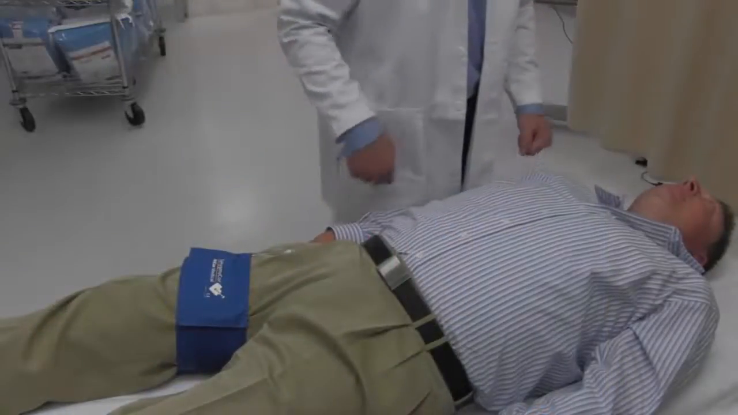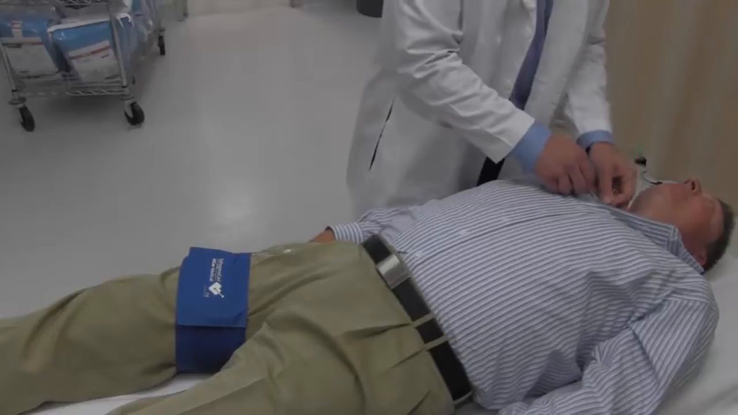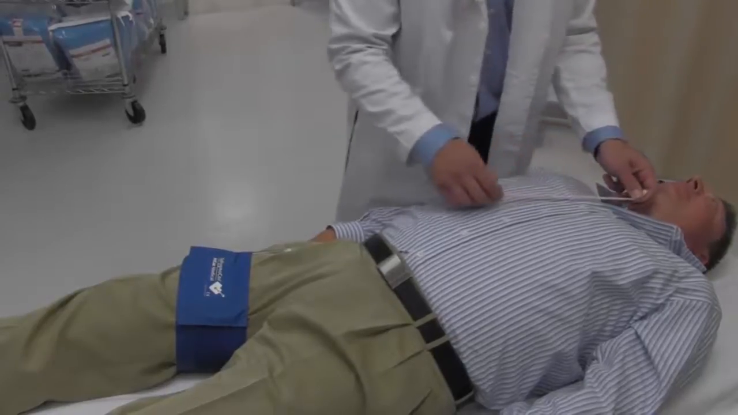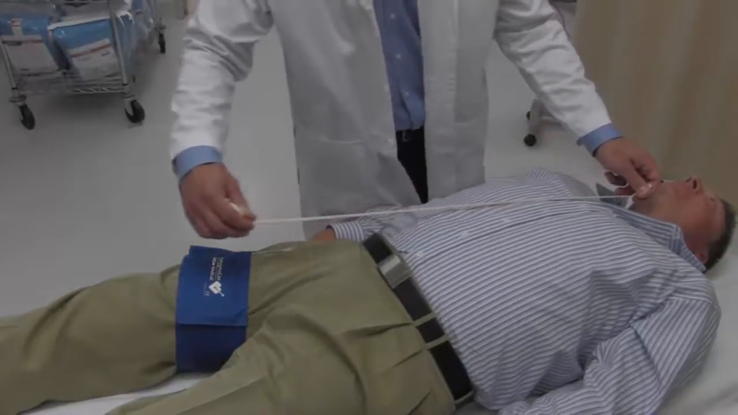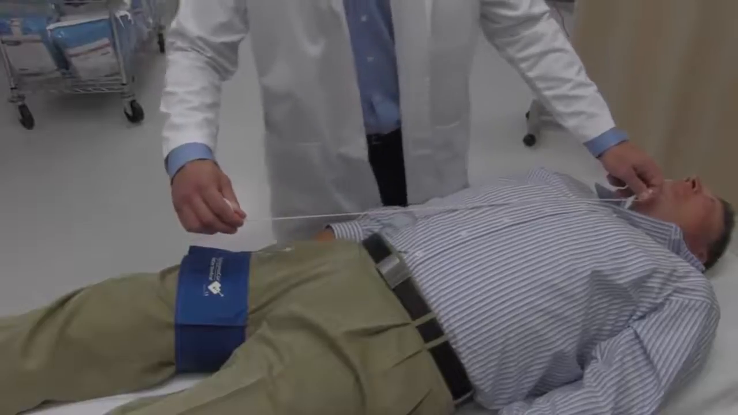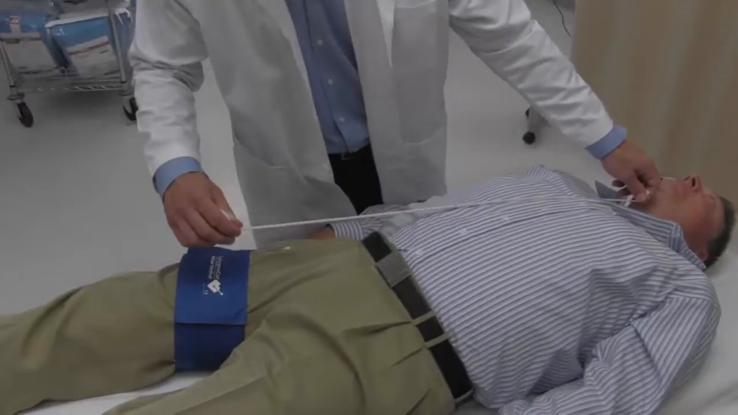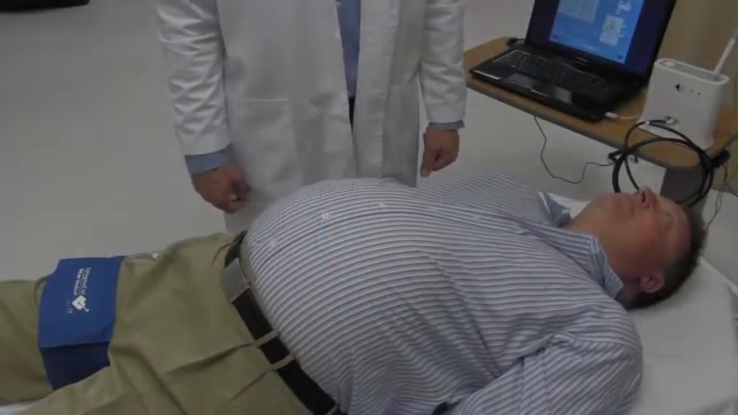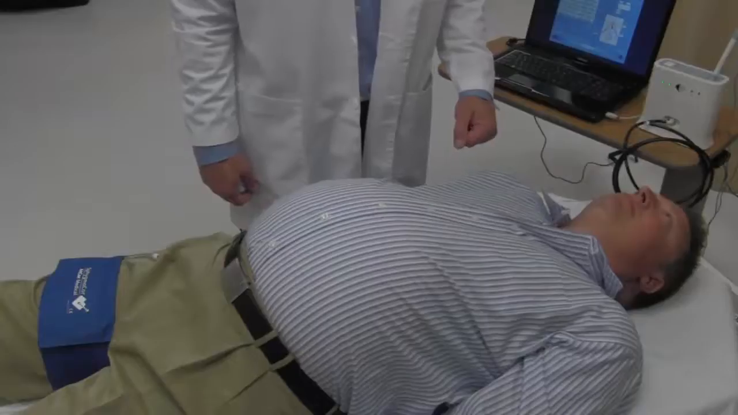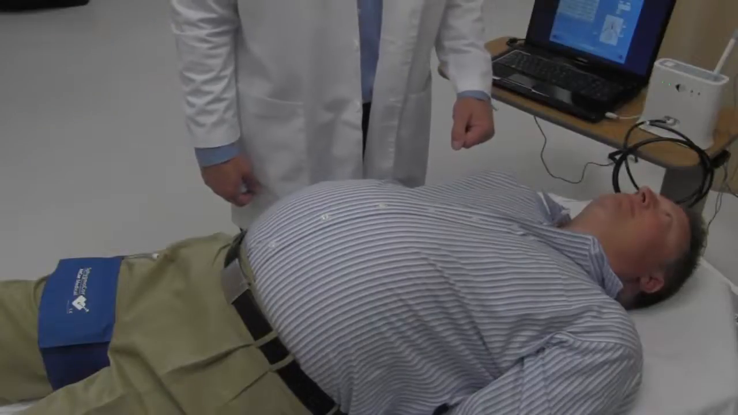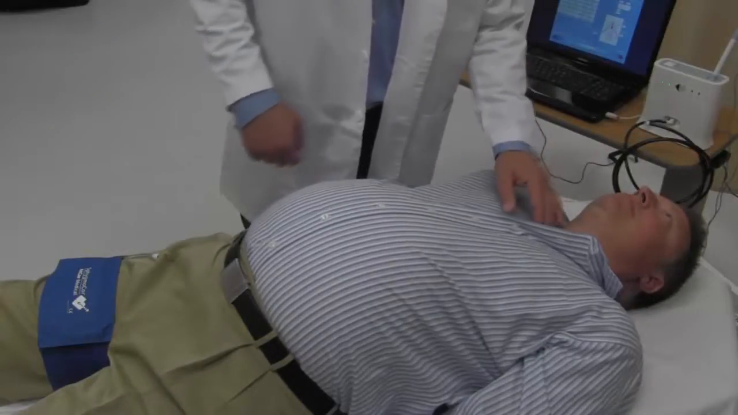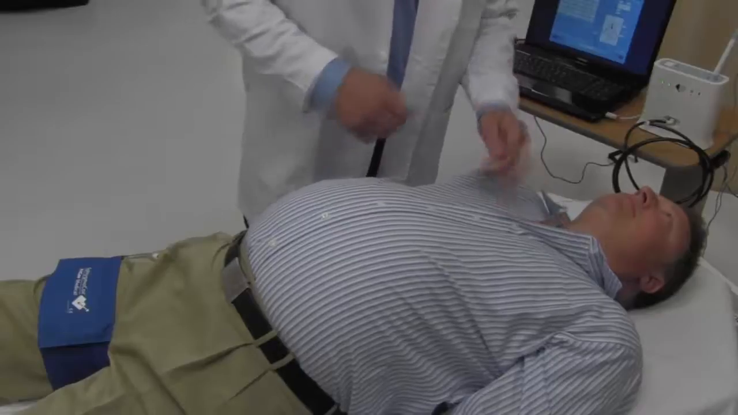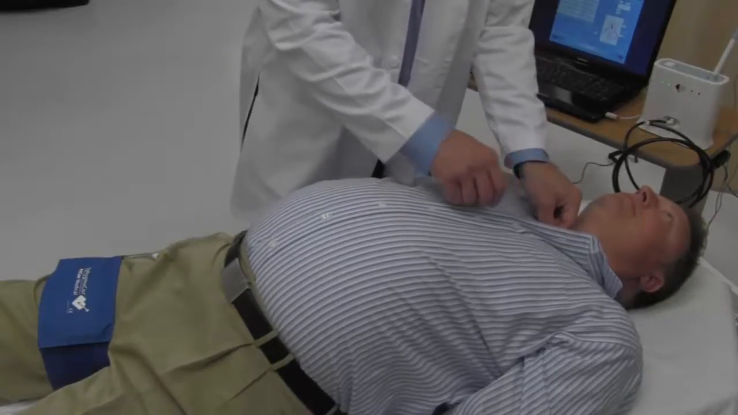Next, take a second measurement from the suprasternal notch to the top edge of the thigh cuff. This measurement should be the shortest distance between the 2 points and not to any specific marker on the thigh cuff. Enter this distance into the sternal notch to cuff field. It is important to not measure along the contour of the patient's body when measuring this distance. Doing so will result in an inaccurately calculated pulse wave velocity.